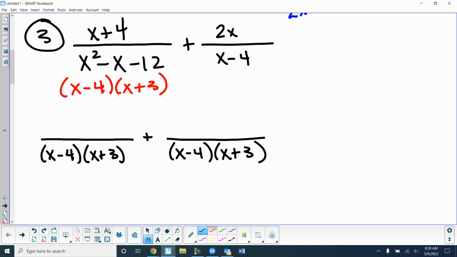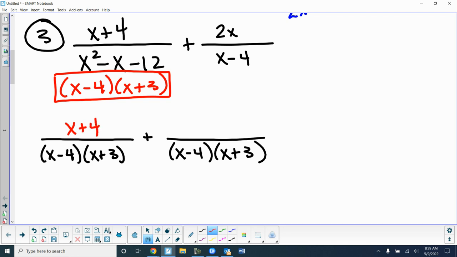So look at the original denominator. Look at my common denominator. Is there anything I did to it? No. So do I do anything to the first numerator? No, it just stays x plus 4. Nothing changes.